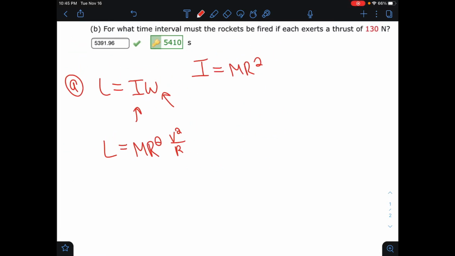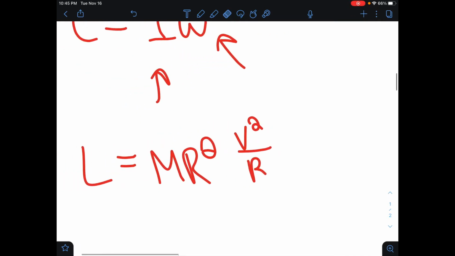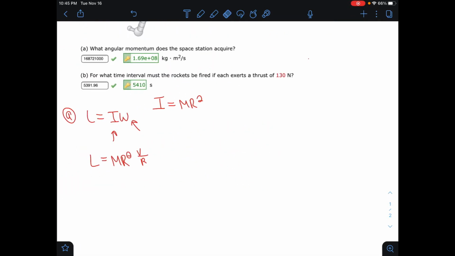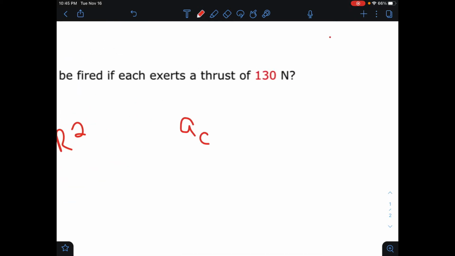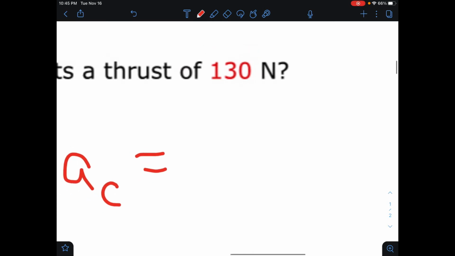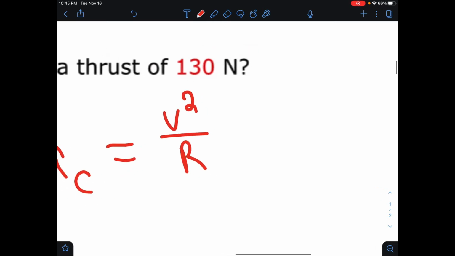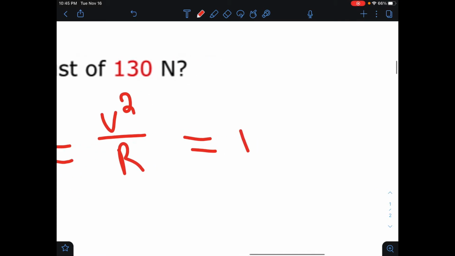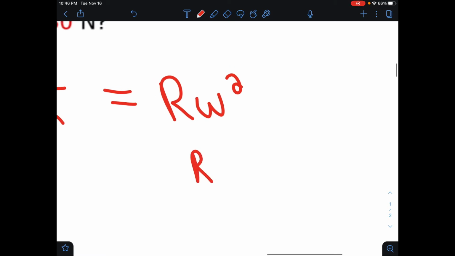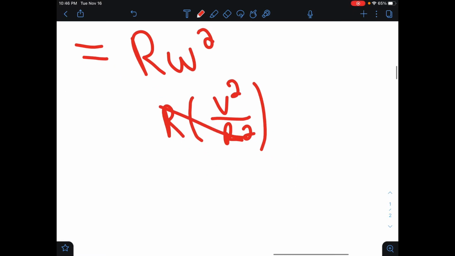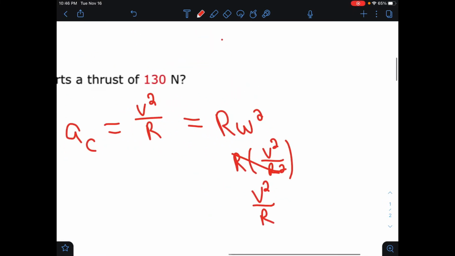Yeah, times ω over r. Okay. So what we're going to do here is using the centripetal acceleration, which is velocity squared over r. This is then equal to rω squared. Now, the reason it's rω squared is because if you cancel the units, we got r, v squared, r squared. These cancel, so you got v squared over r. So that's where this rω squared comes into place.